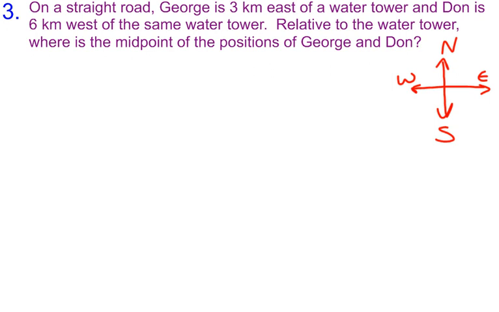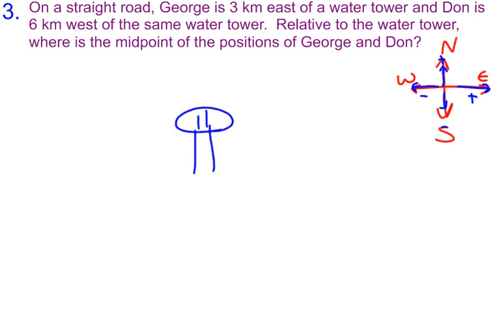Think of them as a number line. If I'm going north, we consider those positive values. If I'm going south, we consider those negative values. West is just like a number line, so that would be negative, and east would be positive. So you'll remember that when you're plugging them in. For this one then, it says on a straight road, George is 3 kilometers east of the water tower, and Don is 6 kilometers west of the same water tower. So before they even ask a question, I'm just going to draw a picture. So here's my little water tower.